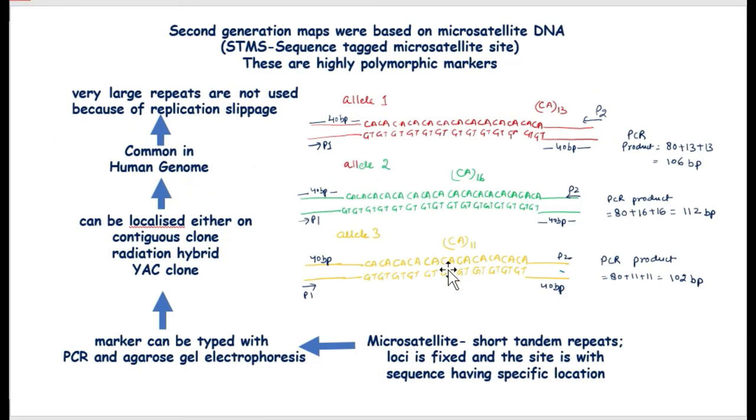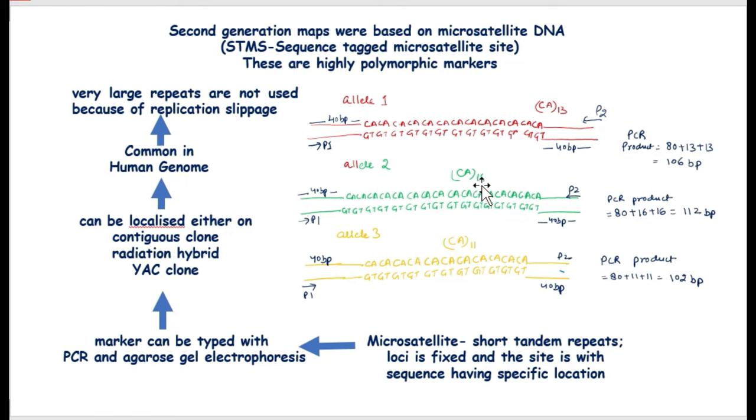Let's see another example for this. This is allele 1, this is allele 2, this is allele 3. The CA repeat is 13 in this, 16 in this, and 11 in this. There is a 40 base pair flanking sequence on each side, so 80 for 40 and 40. And for the 13 repeats, because this is a dinucleotide repeat, it will become 26. So it will result in the formation of a 106 base pair fragment.